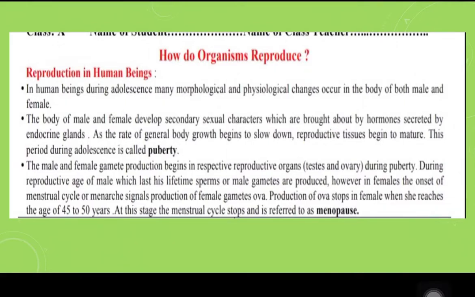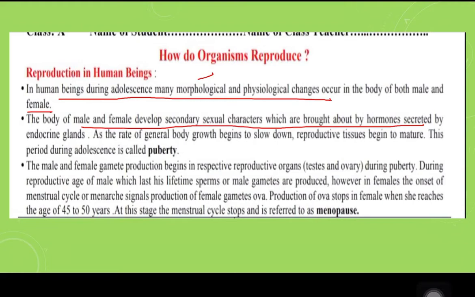So when we say reproduction in human beings, you must have noticed that during adolescence many morphological and physiological changes occur in the body of both male and female. Morphological means the outside changes, appearance, and physiological means inside. The body of male and female develops secondary sexual characteristics, which are brought about by hormones secreted by endocrine glands. So different endocrine glands secrete different hormones.